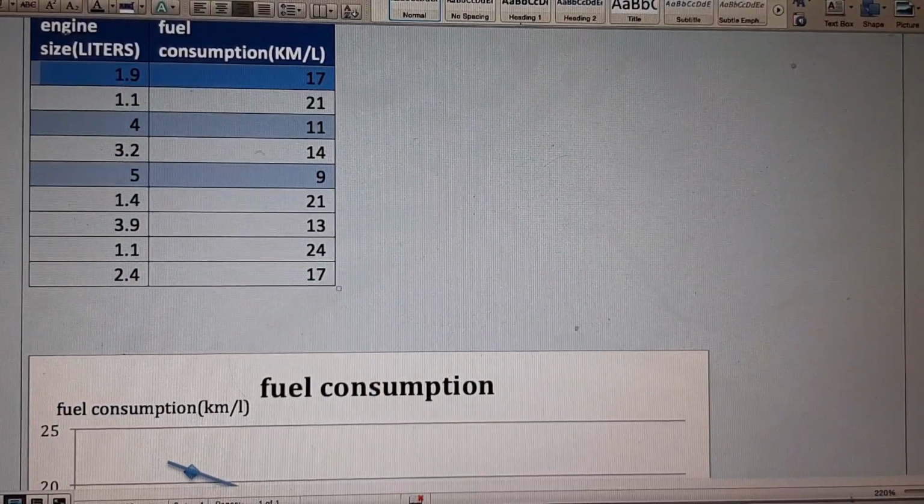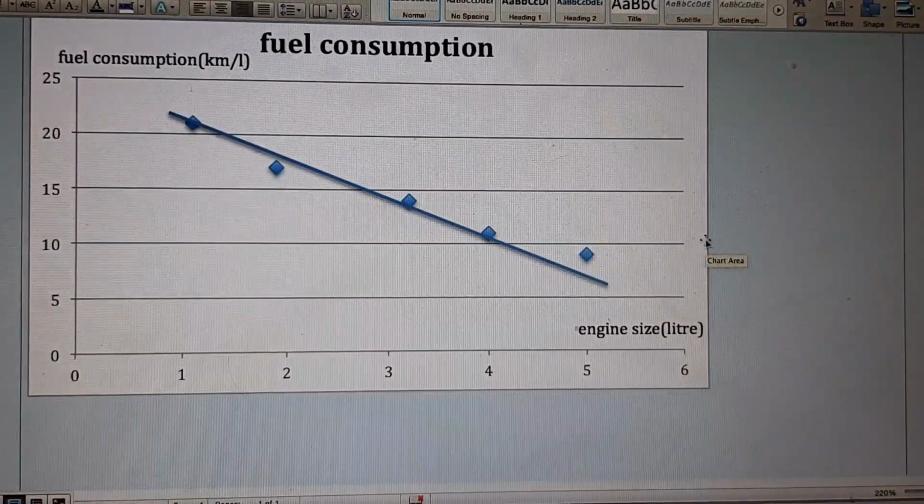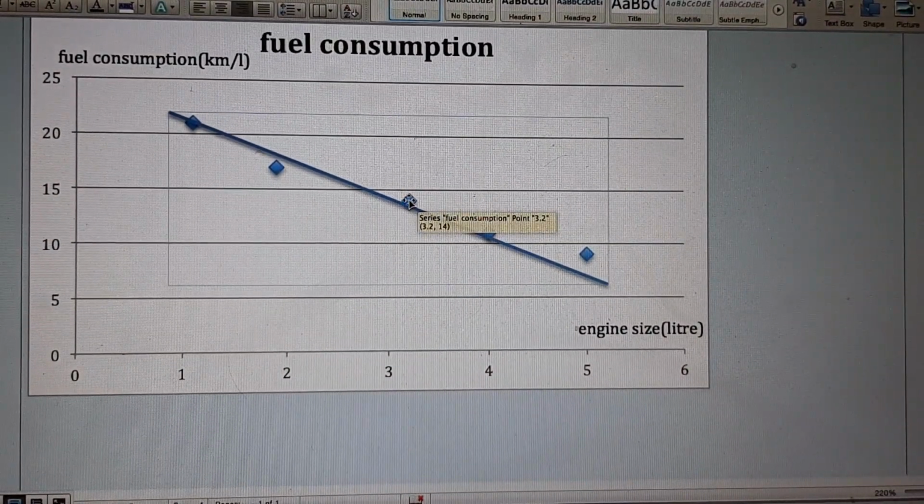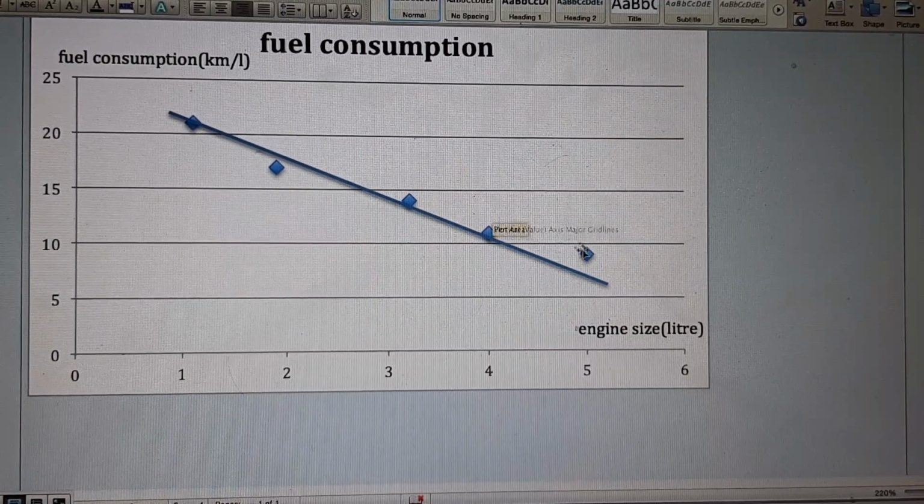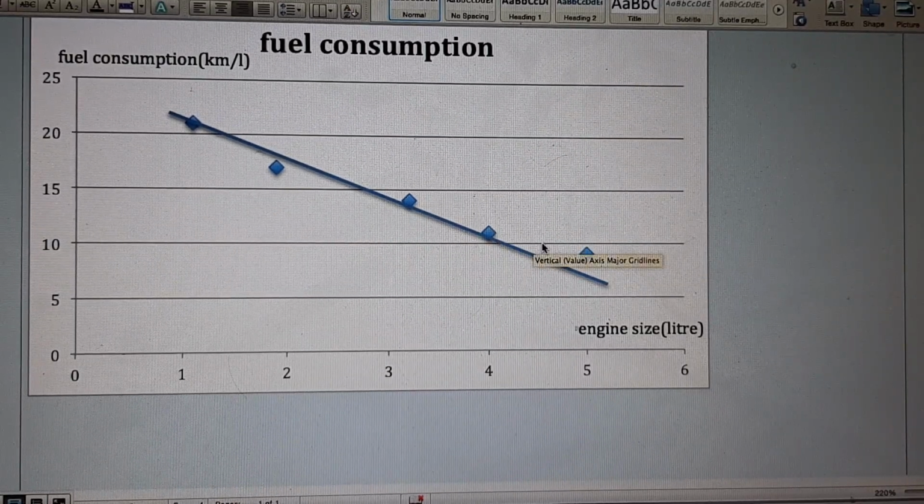So in this way you can plot the other points as well. This point is also plotted in the same way, 3.2 engine size and 14 fuel consumption, and these two points can be plotted in the same way.